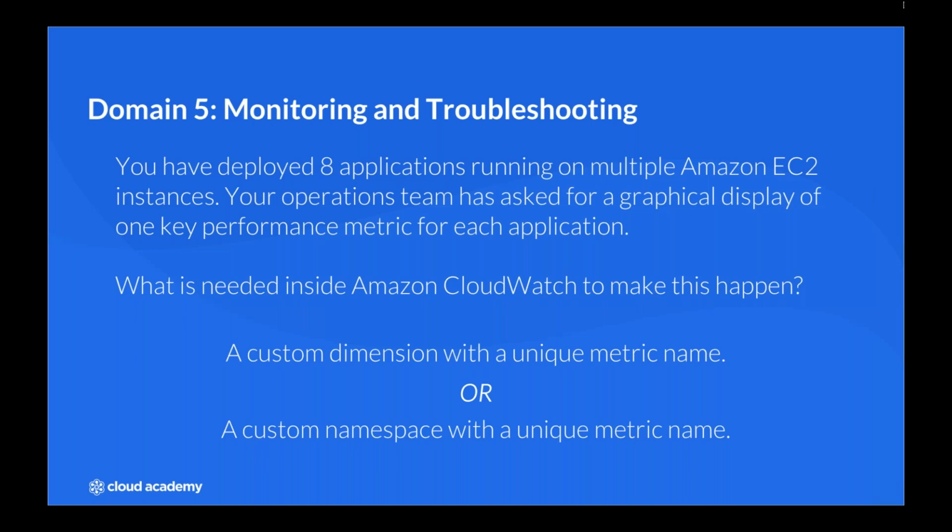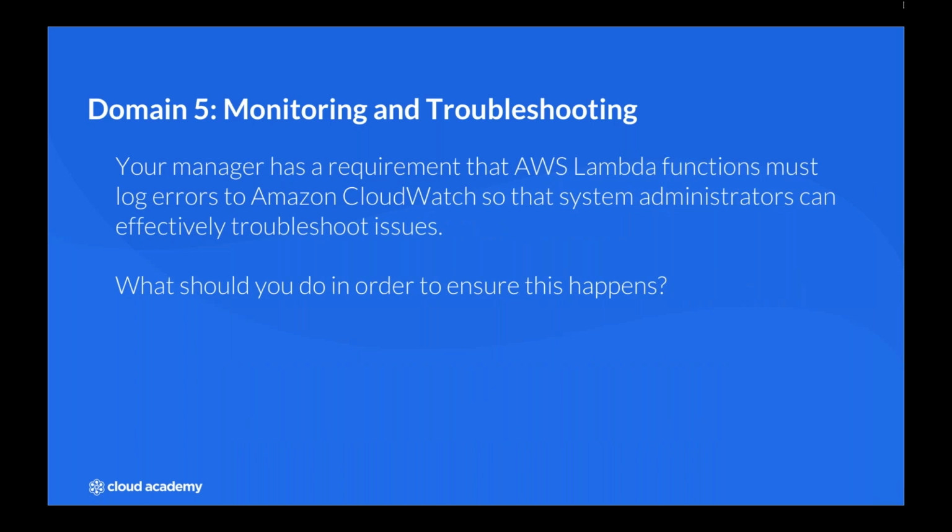And you need to understand that a dimension is a way of isolating or putting a tag on a metric, and a namespace is a collection of metrics that I want to monitor, a collection of things I want to monitor. And so in this case, what you need is a custom namespace with a unique metric name. So again, this is not the theory of Cloudwatch and Cloudwatch Logs, it's, have you done it? Have you done the work? And what does it mean?